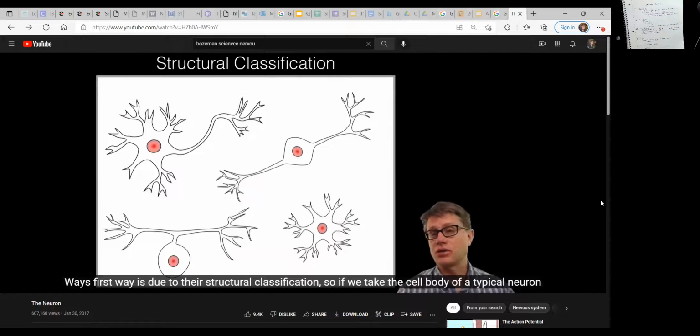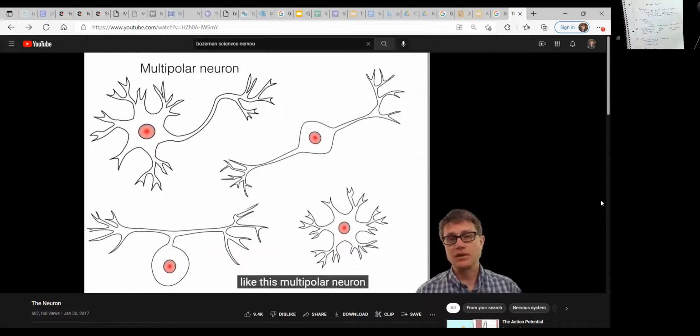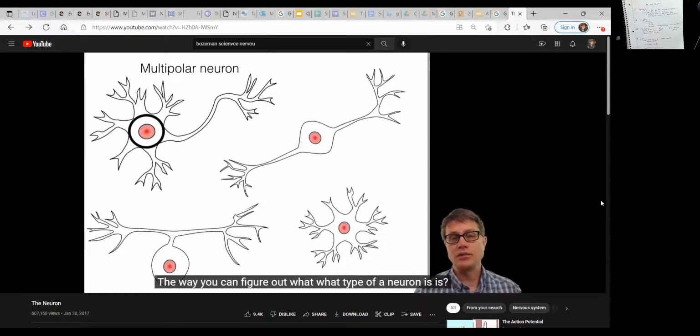Neurons are classified in two ways. First way is due to their structural classification. So if we take the cell body of a typical neuron, like this multipolar neuron, the way you can figure out what type of neuron it is, is find the cell body and figure out how many poles are coming off of that cell body.